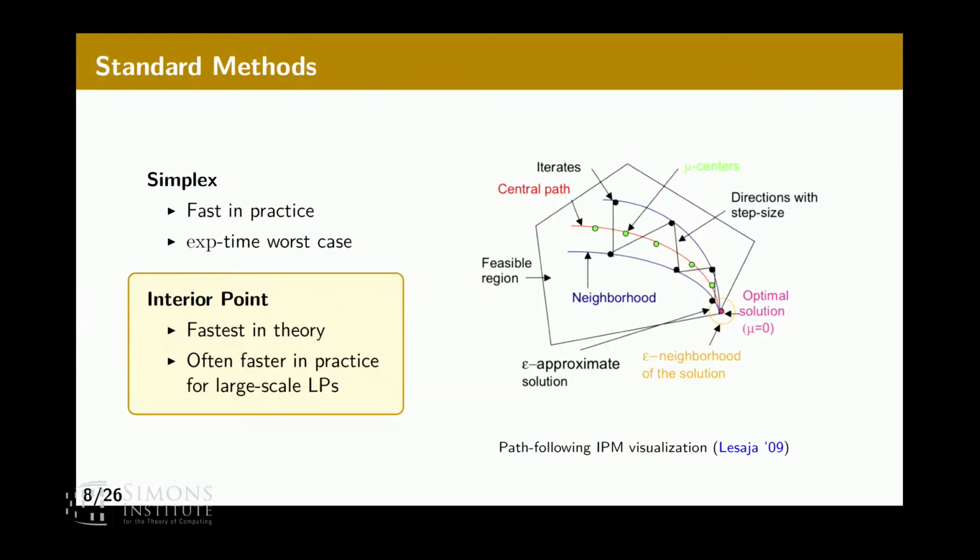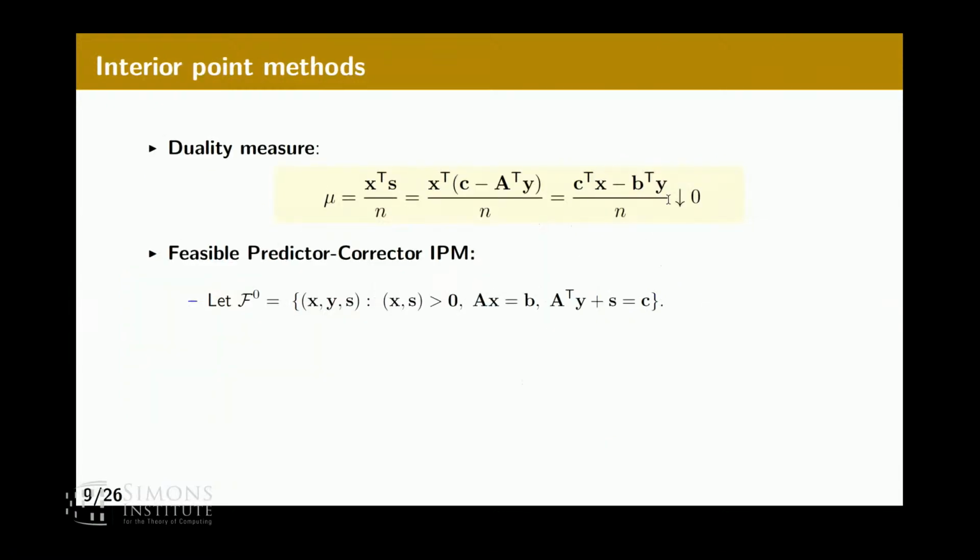Now we'll look at another picture to show what predictor corrector methods do. That's kind of the textbook presentation. And what you look at is the duality measure. So you look at the distance between the primal optimum and the dual optimum.